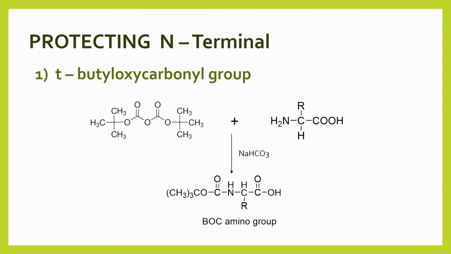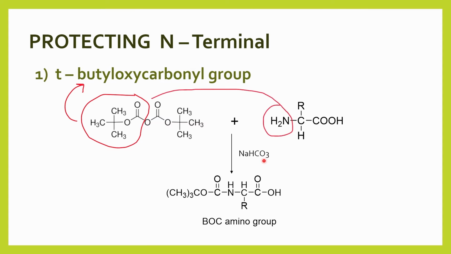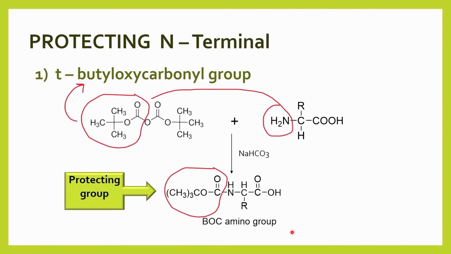The first group that we use is the t-butyloxycarbonyl group, or in short, the BOC group. Now, this part is the protecting group, and it reacts with the N-terminal in this manner and gets attached to the N-terminal, and it would be called the BOC amino group. So we can see that it has disabled the high reactivity of the NH2 part of the amino acid.